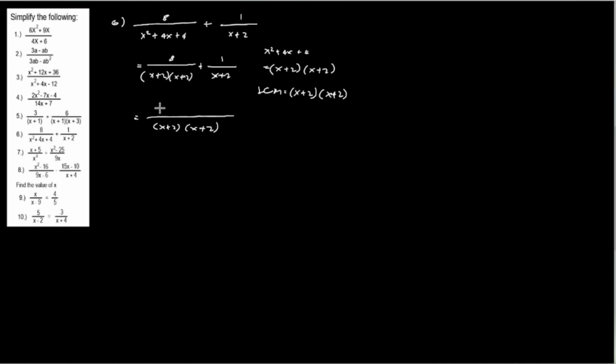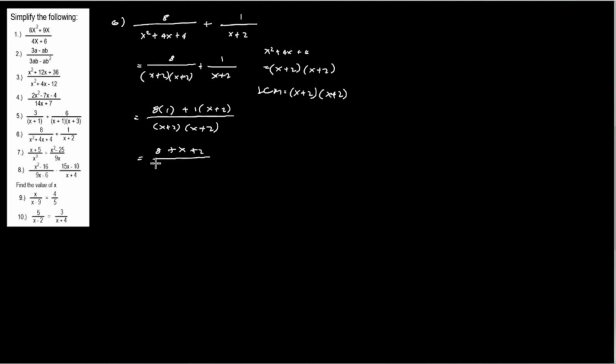So 8, the numerator, multiplied by 1, plus the second numerator, 1, and LCM, x plus 2 times x plus 2 divided by x plus 2, and the value is x plus 2. And after that, you simplify. So 8 times 1, 8, plus 1 times x, 1 times 2, or positive 2.